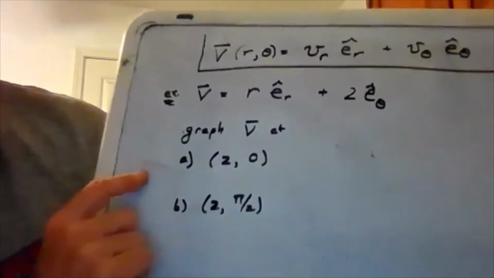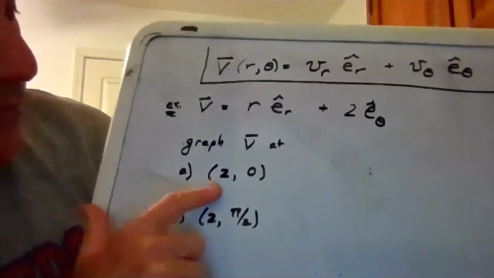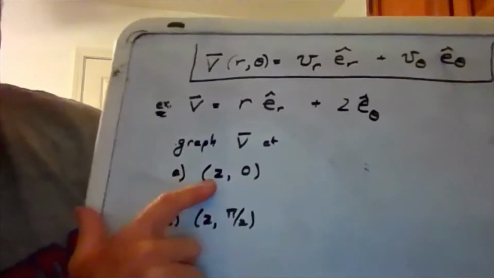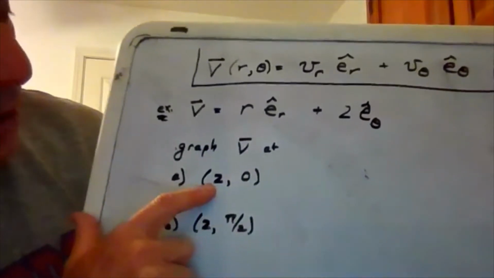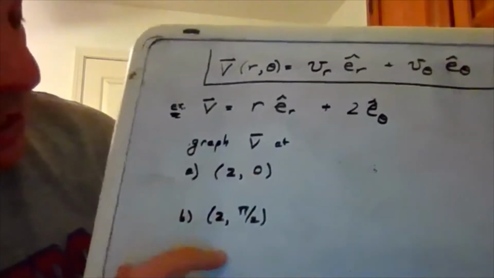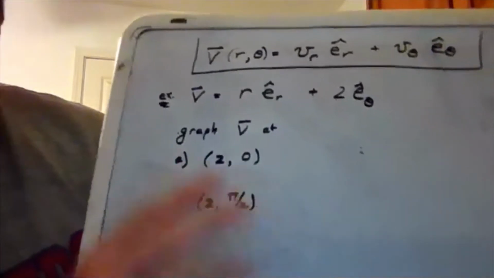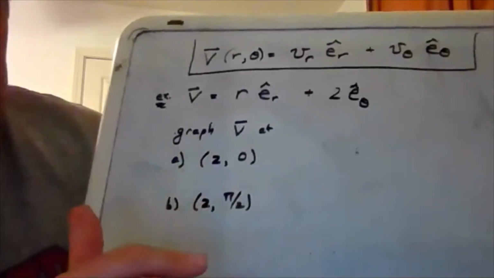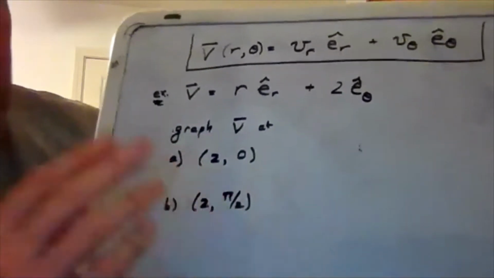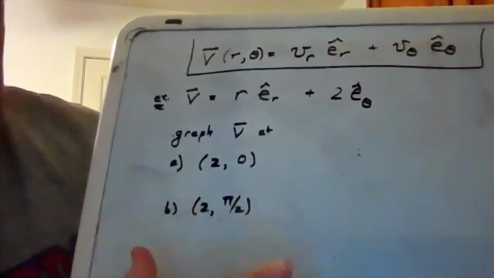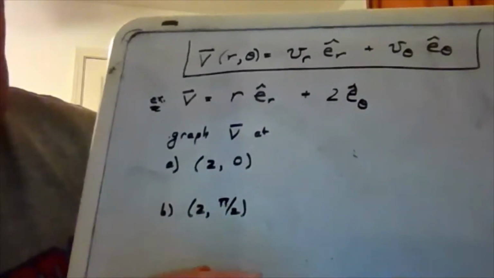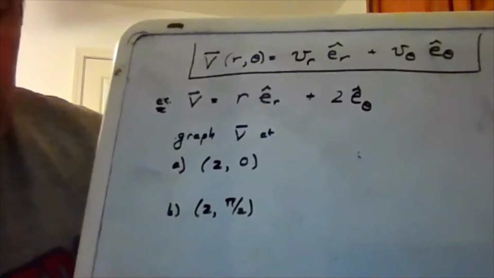And I want you to graph it at 2 points. I want you to graph it at 2, 0, where this is a point r equals 2, theta equals 0. And then we're going to do it at 2, pi over 2, and we're going to put both vectors on the same graph. So I'm going to do it little bit by little bit. I encourage you to pause the video and see if you get the whole thing yourself, but if you get stuck, take a partial look.